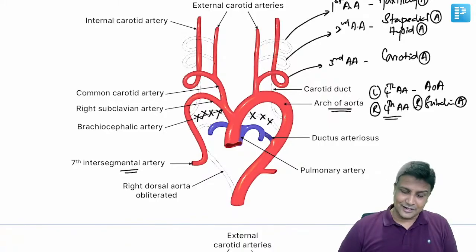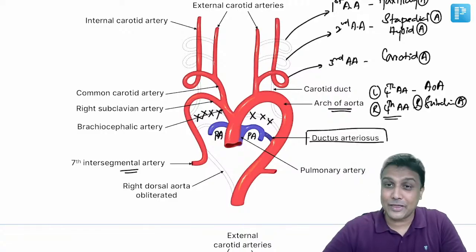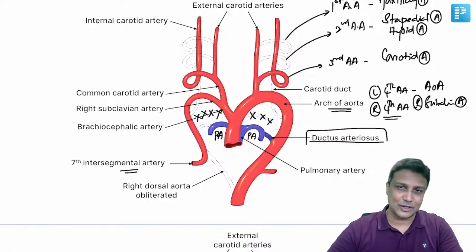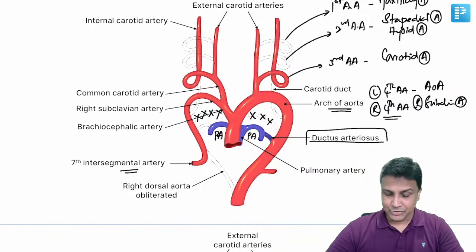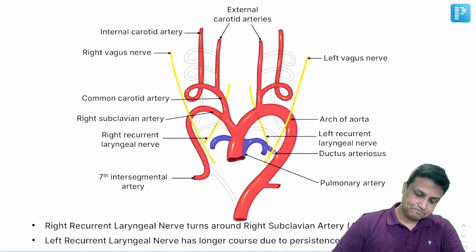Now, what about the sixth arch? The sixth arch is the one which is going to form the pulmonary arteries here. And not only the pulmonary artery, what is going to connect the pulmonary artery with the arch of the aorta? That is nothing but the ductus arteriosus. Even that is derived from the left sixth arch artery. So with the help of this one simple diagram, you have to remember the derivatives of all the arch arteries here.